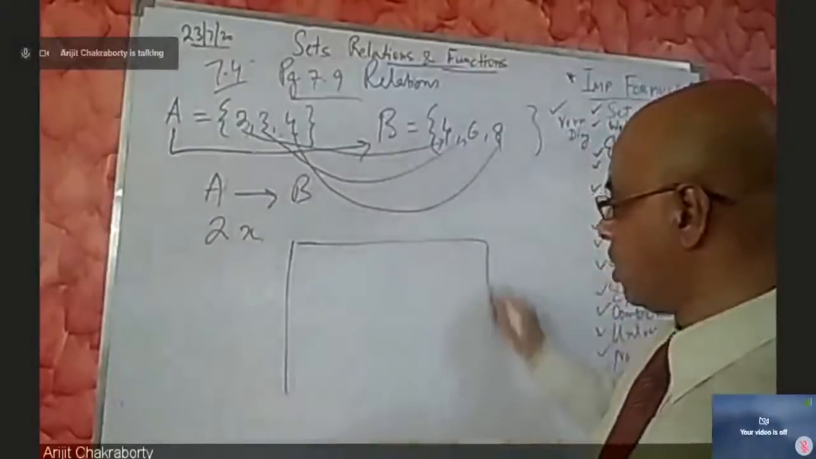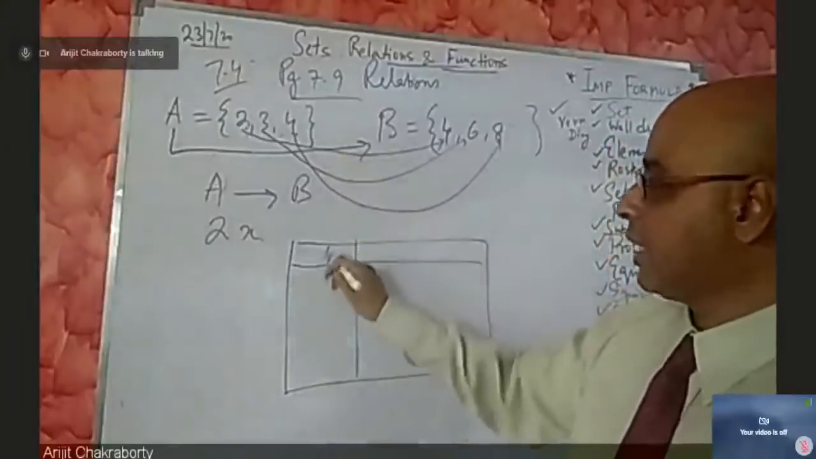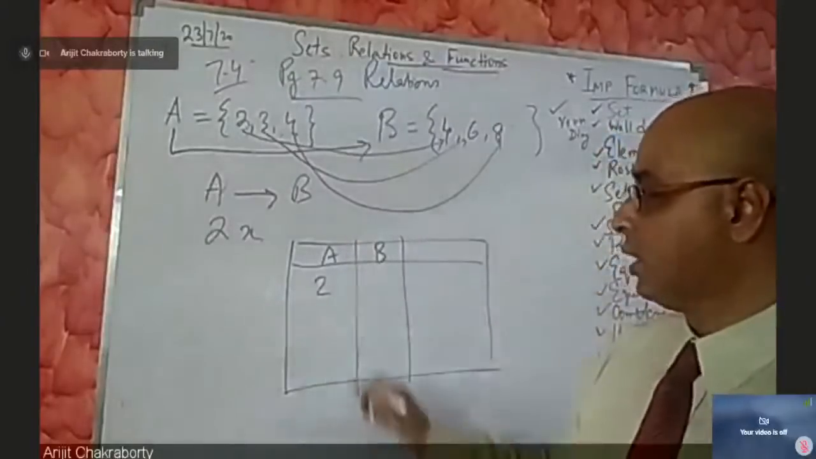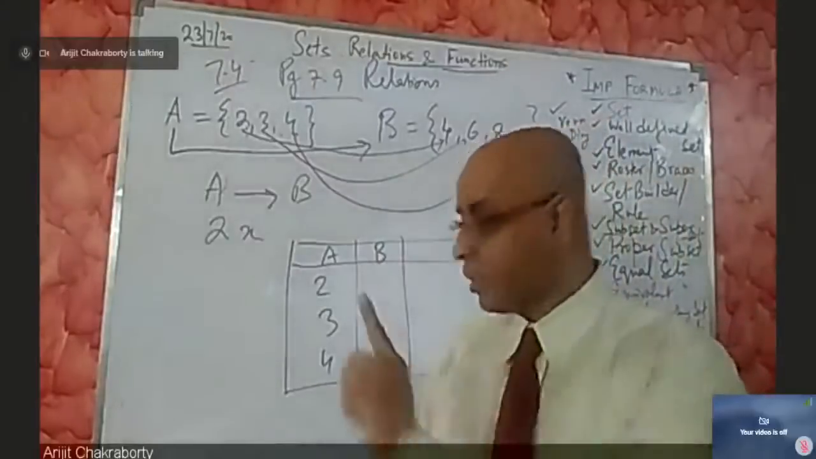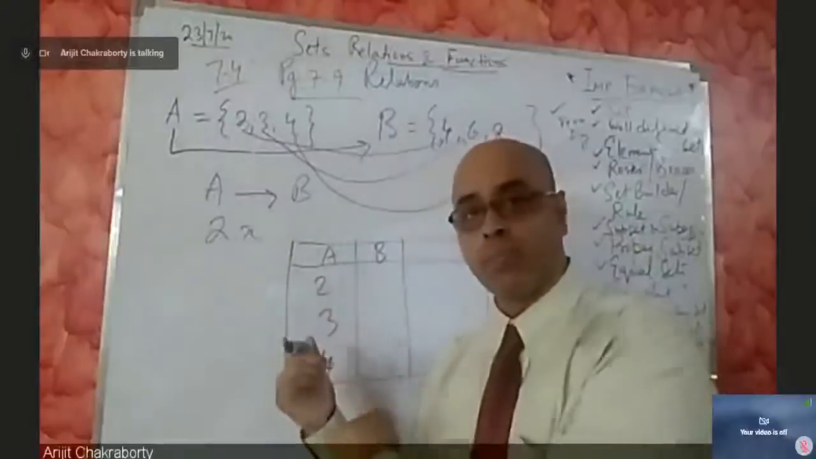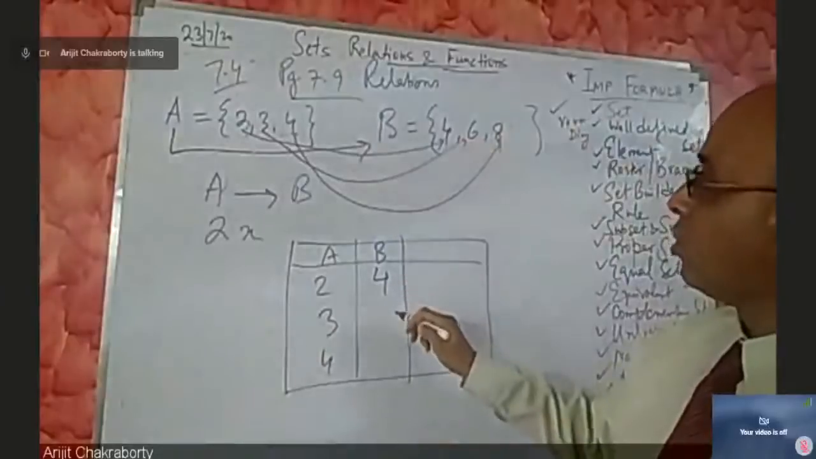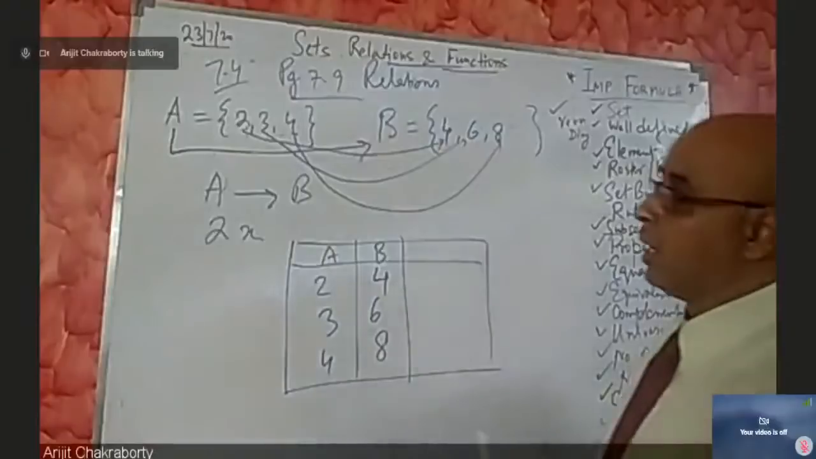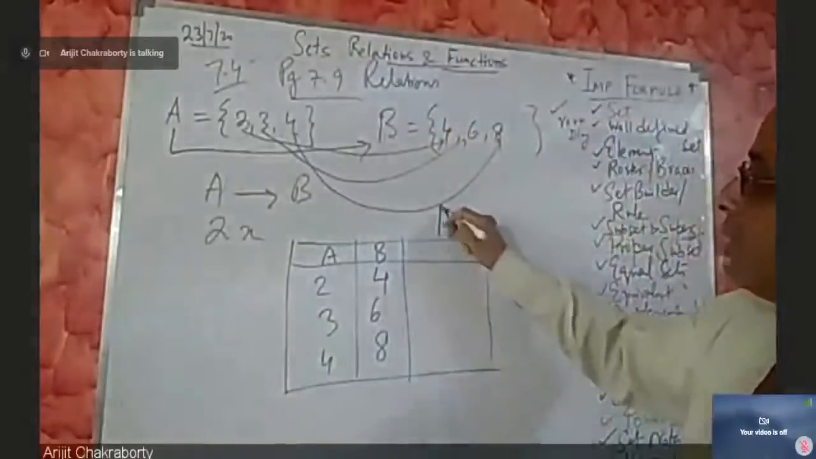Again, a matrix is drawn. Set A and set B. We have 2 here, 3 here, and 4 here. Right? A number of concepts we'll learn from here. Please pay attention and note down these important points. So 2, 3, 4, and the result is 4, 6 and 8. This is mapping. It is called mapping.